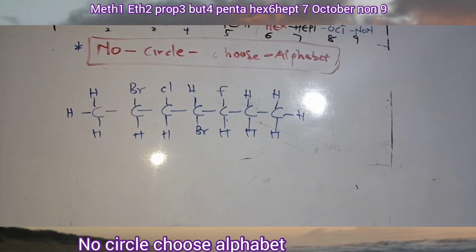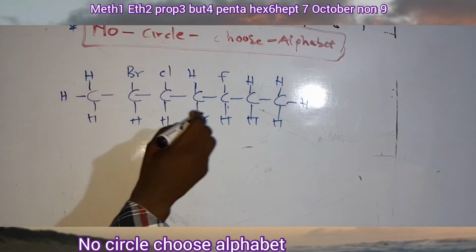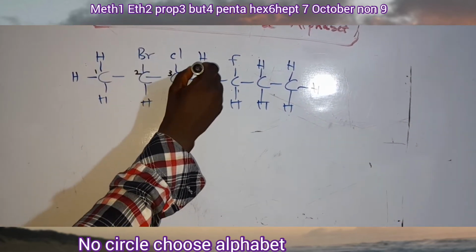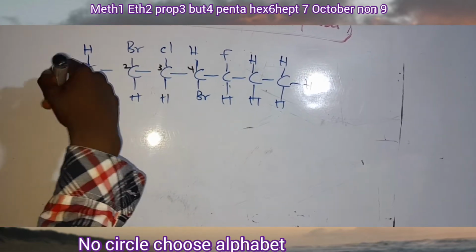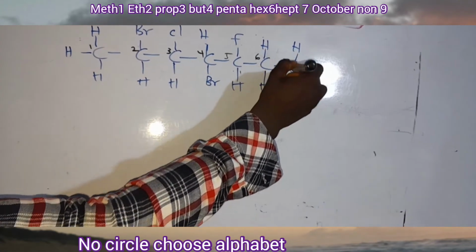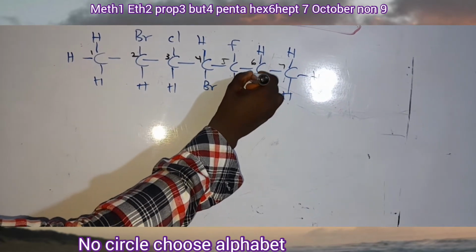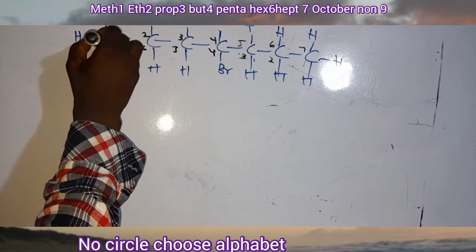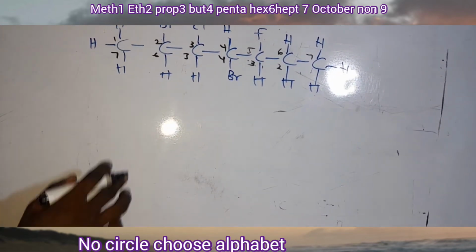So you see this compound, we have to name this compound. No circle, choose alphabet. So I'm going to number it left and right: 1, 2, 3, 4. You can still choose to number from the down and number the top. It doesn't matter: 4, 5, 6, 7. And I'm going opposite from that same one: 1, 2, 3, 4, 5, 6, 7. So that's the longest parent chain.